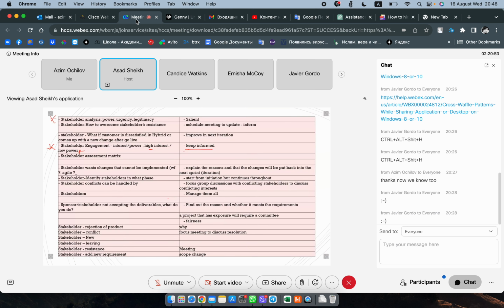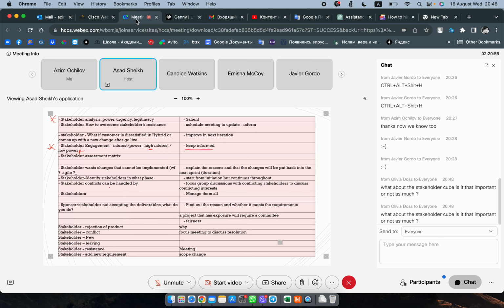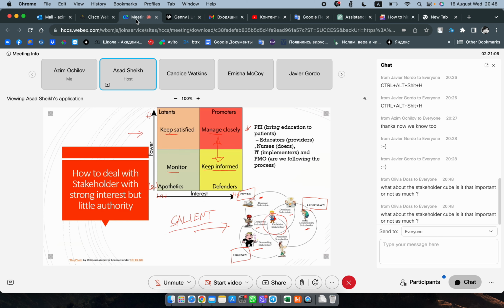All right. Back to our Olivia has a question. What about the stakeholder cube? So stakeholder cube is sort of like this one here. It's sort of like this one, and it also has different variations. So stakeholder cube is not very popular, and let's take a look at it.